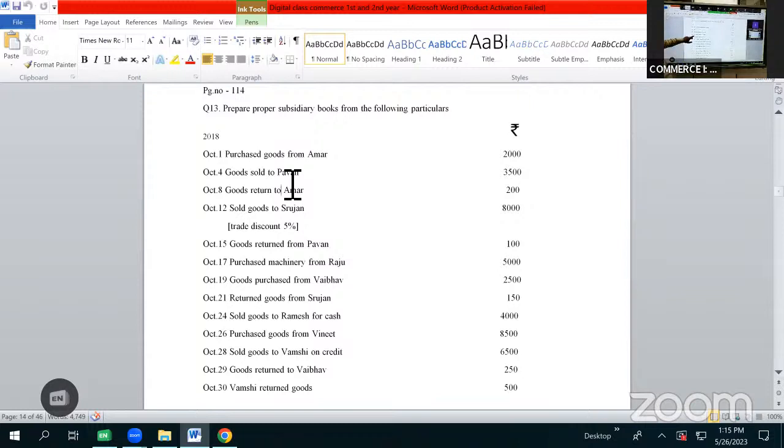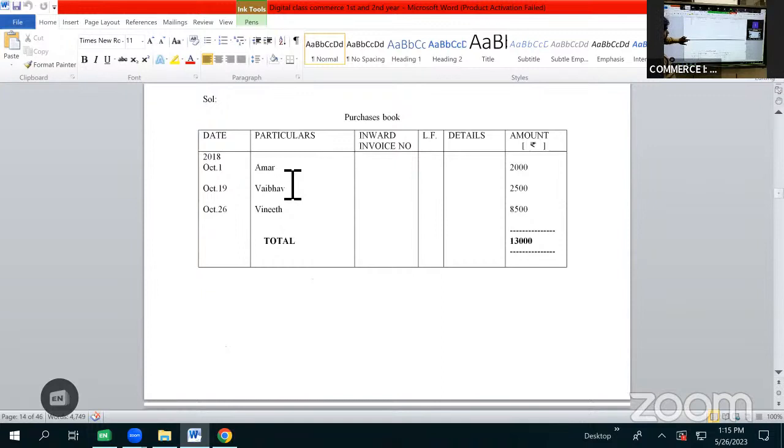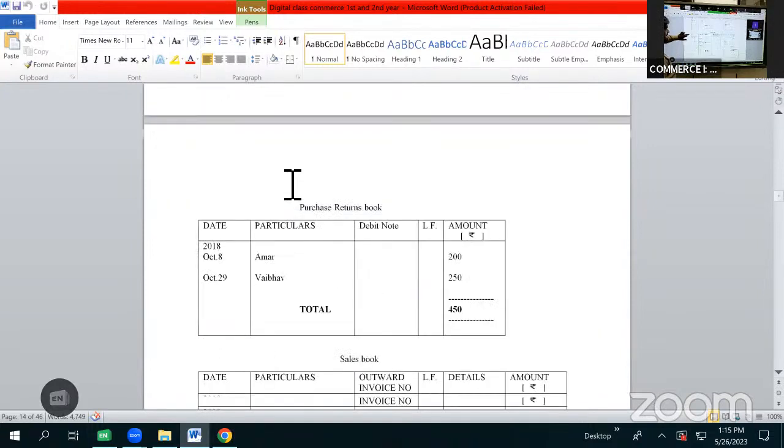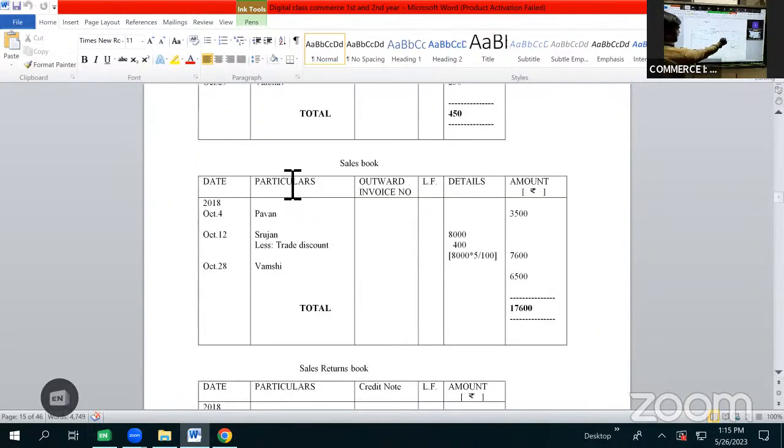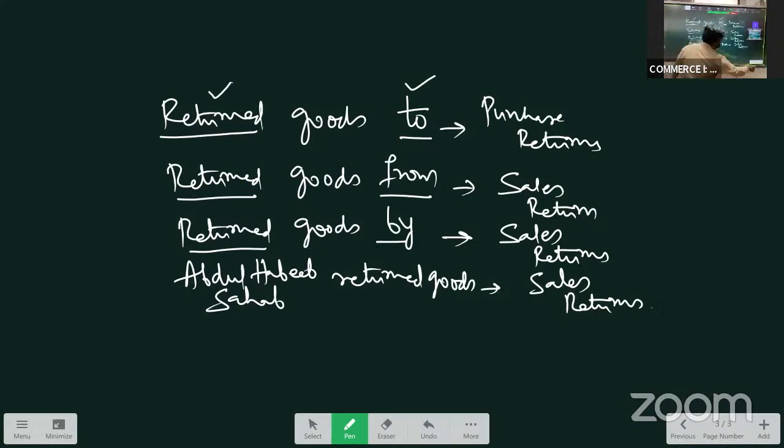So sold goods means it is a transaction of sales. So first this will be posted in sales book. Here we'll be writing it in sales book as October 12, Srujan, 8,000 rupees. So here the trade discount is for 5%.